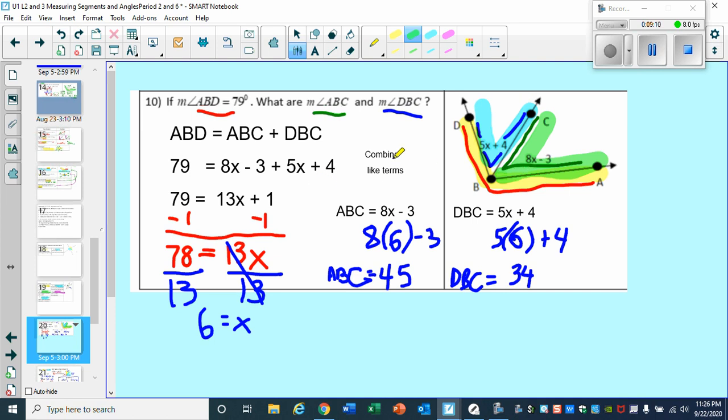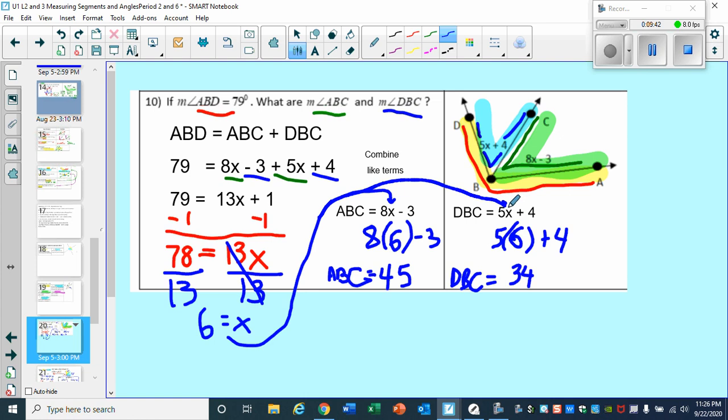You need to combine like terms. So for instance, 8x plus 5x is 13x, negative 3 plus positive 4 is positive 1. And you see, check 1 on both sides, divide by 13, there's your result. And then here, this result of 6, we substitute in for x, for both ABC and DBC. As a result, following order of operations, ABC is 45, DBC 34.